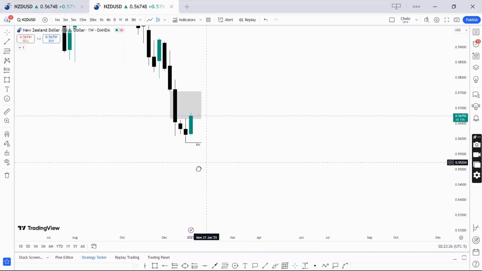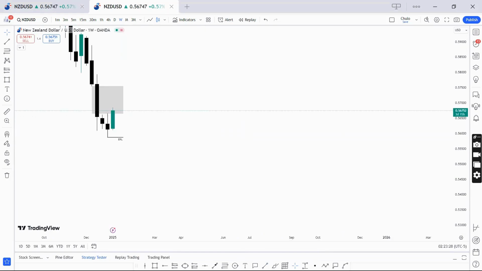Expecting price to come for this external range liquidity here. So I always tell you that price does two things. Price moves from external to internal. So we have another external range liquidity here. You'll note that external range liquidity are either your old swing highs and swing lows. So we have this external range liquidity here.